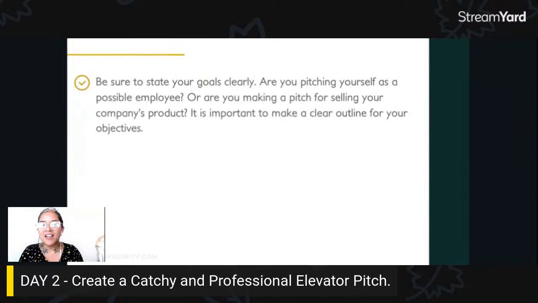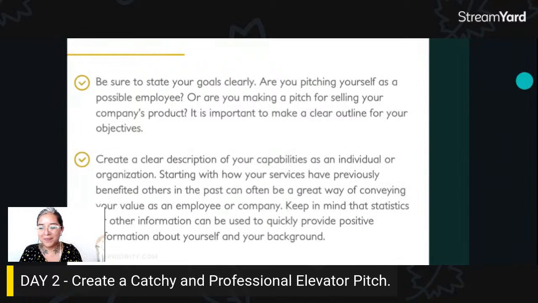That's great. So are you pitching yourself as a possible employee, or are you making a pitch for selling your company's product? It is important to make a clear outline of your objectives. Okay, what are your objectives? What are you planning to achieve? Okay, so that is the first thing.